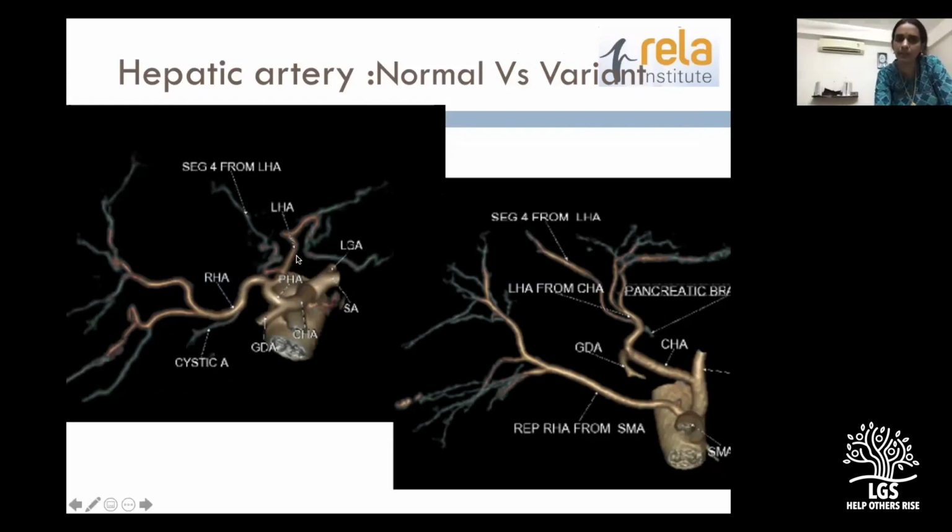So this is just revising our hepatic artery anatomy. The common hepatic artery takes off from the celiac axis. It gives a gastroduodenal artery and the proper hepatic artery, which then gives the right and left hepatic arteries. So these are reformatted images. The cystic artery usually comes off the RHA. The segment 4 artery is coming off the LHA. Now this is a commonly seen variant where the replaced right hepatic artery is coming from the SMA. So in this case, the common hepatic artery directly gives off the left hepatic artery.